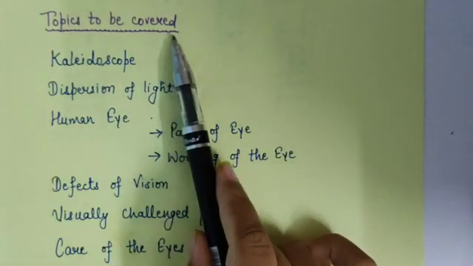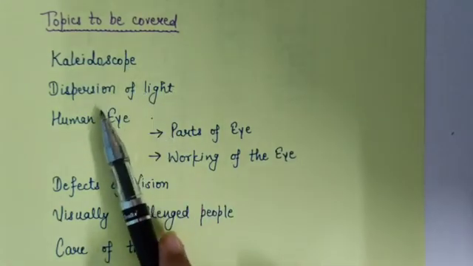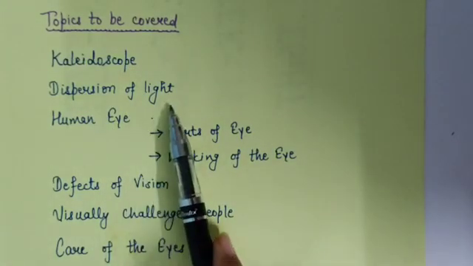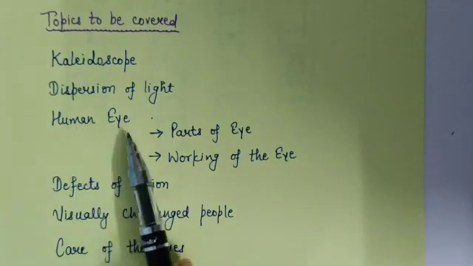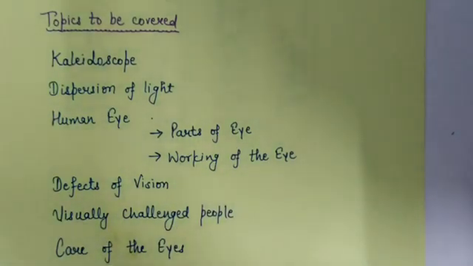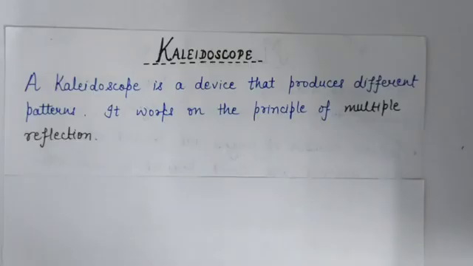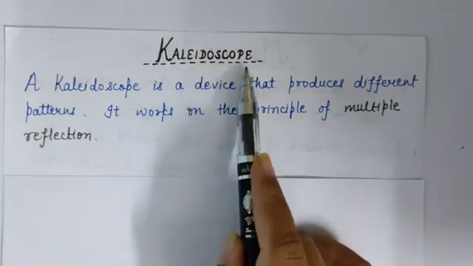Topics to be covered in this lecture are: first is kaleidoscope, dispersion of light, human eye, in which we will study parts and working of the eye. Next is defects of vision, visually challenged people, and care of the eyes. Our first topic is kaleidoscope.